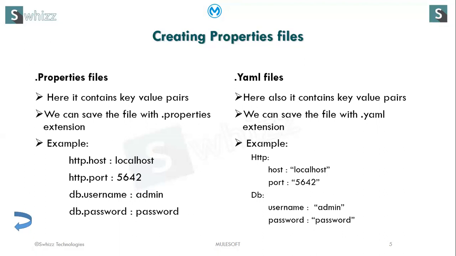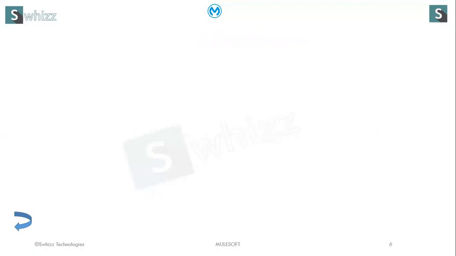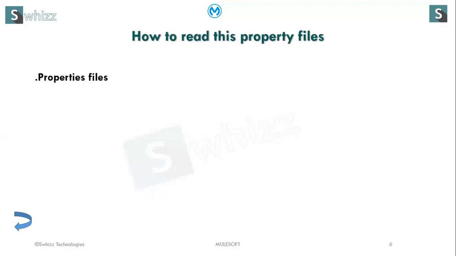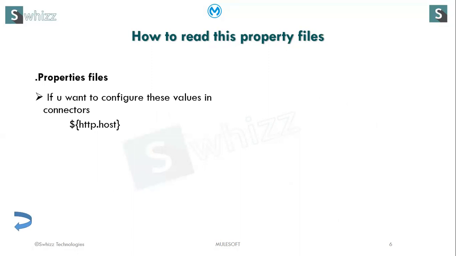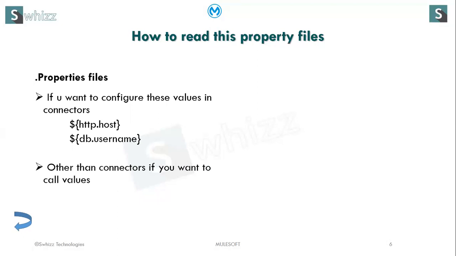After defining these property files, how are we going to read them? If it is a .properties file and you want to read it inside a connector configuration, we represent it with ${}, and the corresponding key name has to be mentioned, and whatever value is stored for this key is retrieved here. In the same way, if you want to call the username of the database, ${db.username} has to be used. Other than connectors, if you want to call the values, we represent it like this: p, parenthesis, inside the parenthesis, single quotation, and the corresponding key name has to be mentioned.